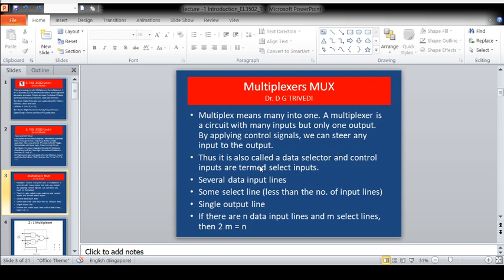If you have 3 control signals, naturally there will be 2 raised to 3, that is 8 inputs maximum possible. If you have 4 control signals, ABCD, let us say, that means 2 raised to 4, a maximum of 16 inputs could be possible. It can select one of the 16 data inputs, that is from D0 to D15.